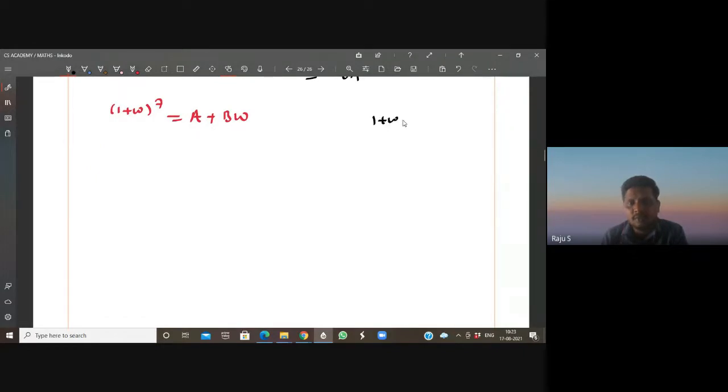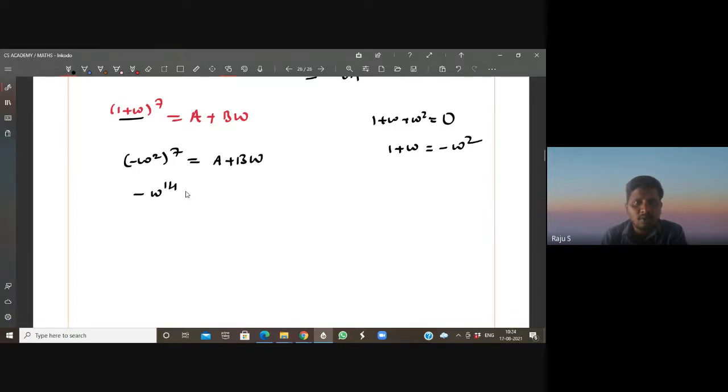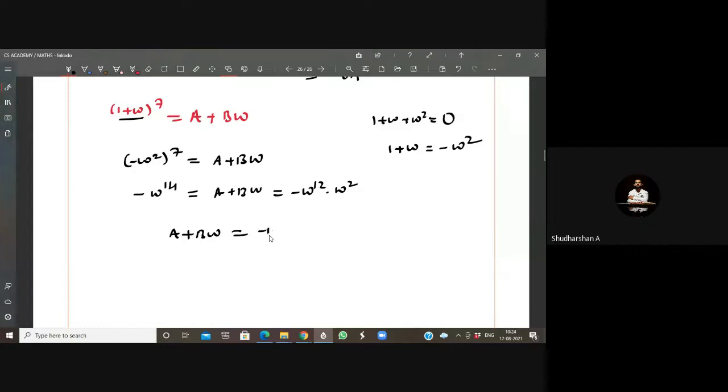Since we know that 1 plus omega plus omega square is 0, 1 plus omega can be written as minus omega square. Shall I replace it here in place of 1 plus omega? Yes, minus omega square whole power 7 is equal to a plus b into omega. Here minus omega power 14 is equal to a plus b omega. So minus omega power 14 value is what? Minus omega power 12 into omega square. What is omega power 12 value? 12 is a multiple of 3, so the value becomes 1.